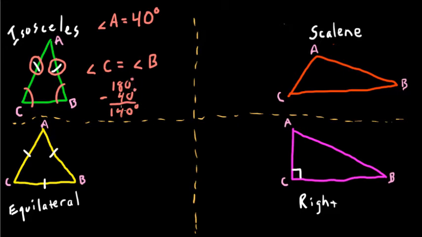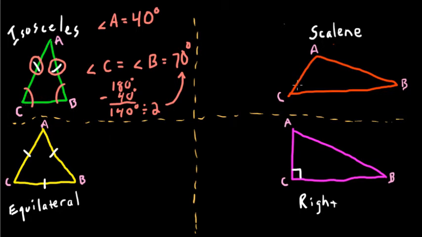I know that angle C and angle B are the only two angles left, and added up they have to be 140, so that means they each have to be equal to 70 degrees because it's half of 140. If I just divide that by 2, that's how I got that. So isosceles triangles: two of the same sides, two of the same angles, angle C and angle B.